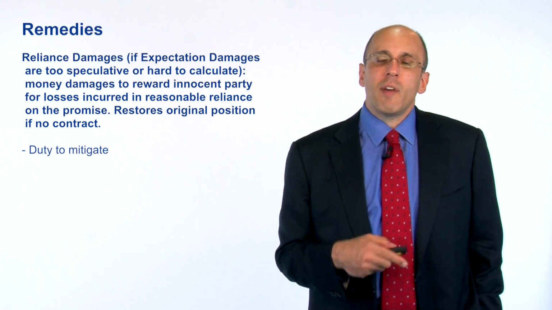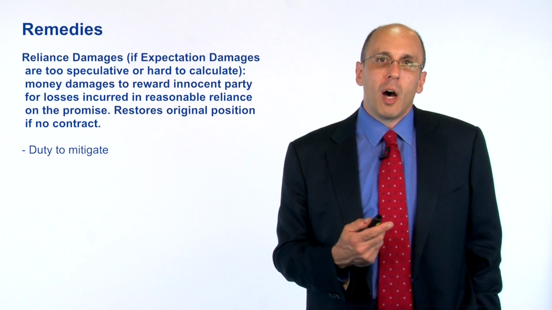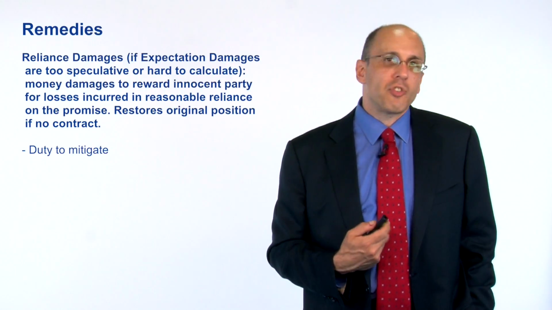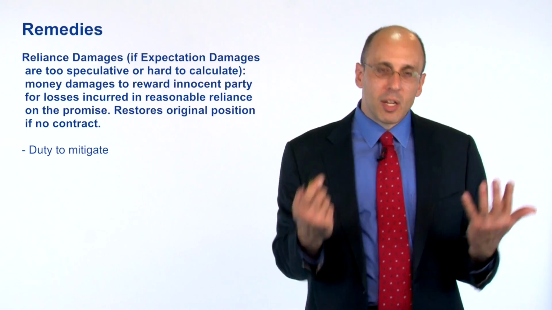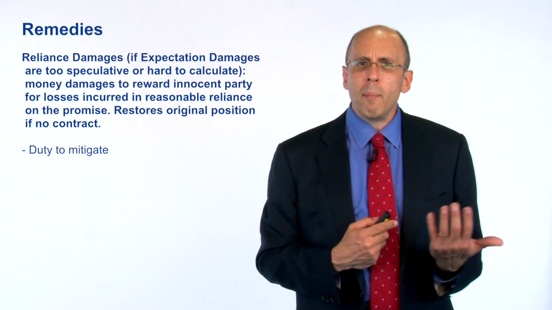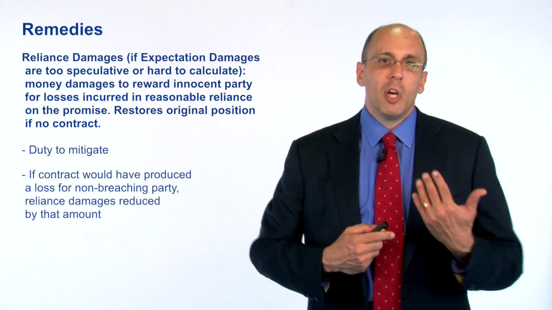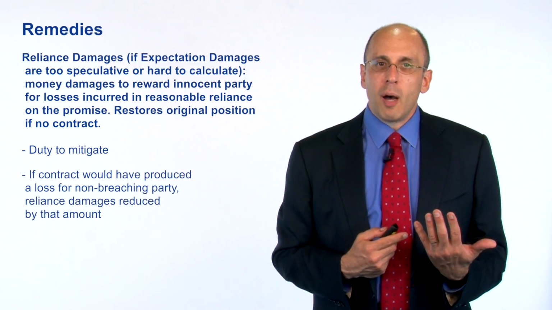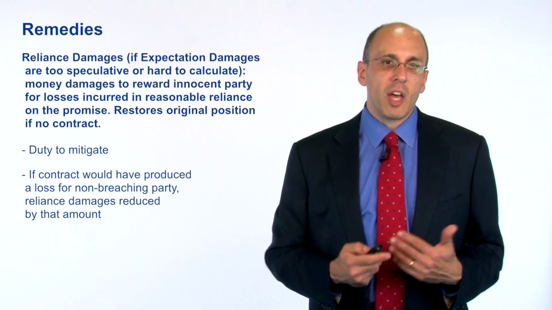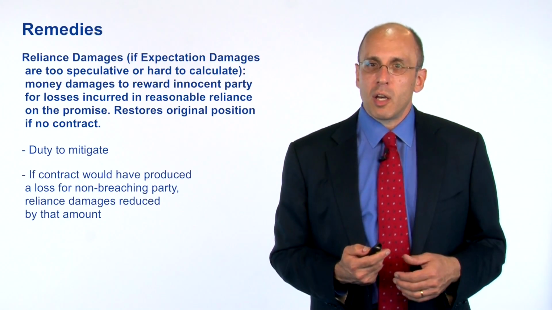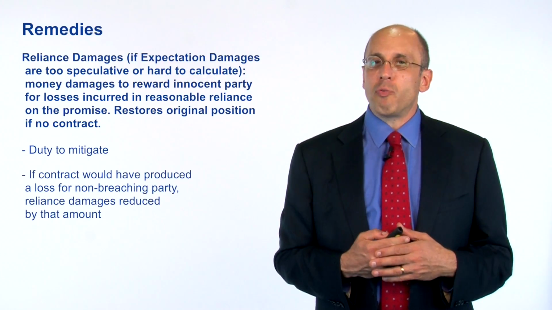There, again, you have the same duty to mitigate. So whatever harm you have faced because the contract wasn't performed correctly, you have to try to mitigate those damages. You can't take advantage of them. And if the contract would have produced a loss for the non-breaching party, then reliance damages are reduced by that amount, of course, because then the party is actually benefited from the fact that the contract didn't go forward.